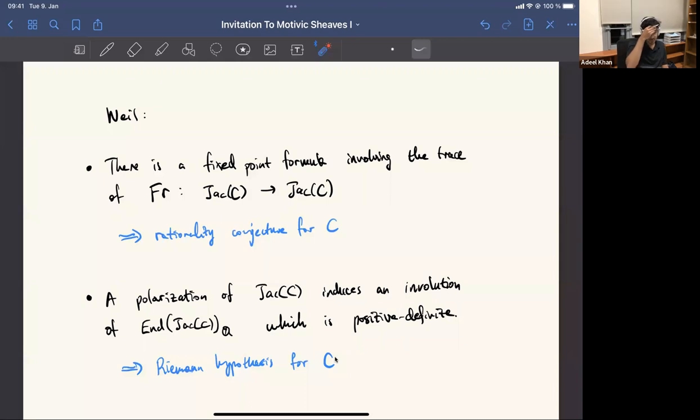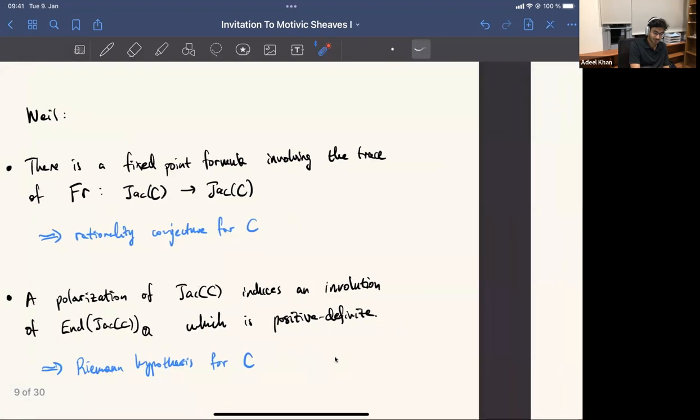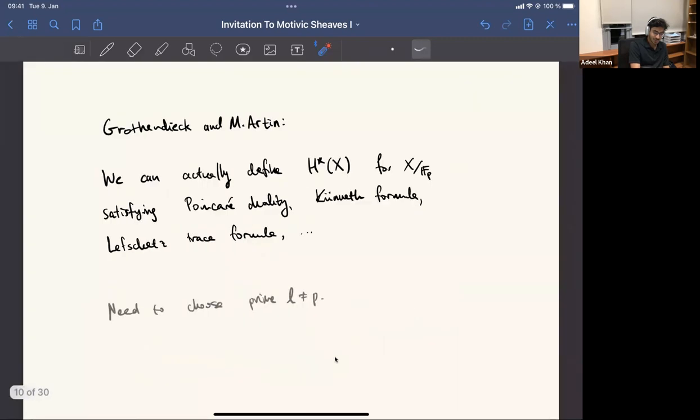More generally, this strategy works for abelian varieties. If you have a curve, you can look at the abelian variety associated to it, the Jacobian, apply the result for that, and deduce it for the original curve as well. So that's kind of amazing that he was able to carry this out, but it's still only for curves.